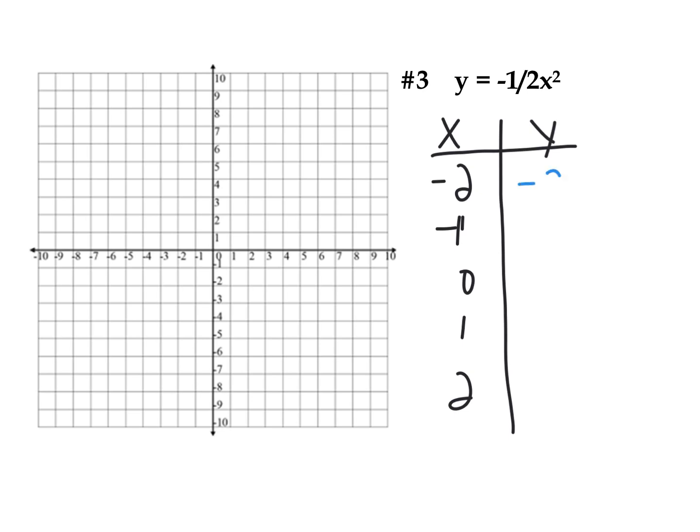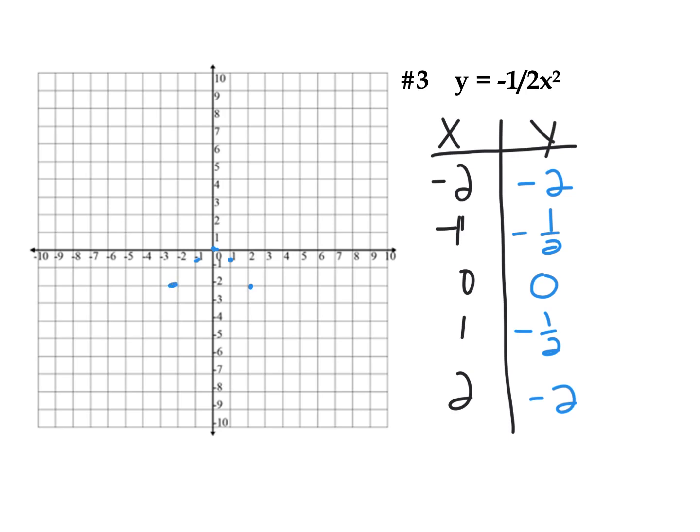So I'm going to have negative 2. When I plug in negative 1, squared is 1 times negative 1/2 would be negative 1/2. Then when I plug in 0, 0 squared is 0 times anything, it's still going to be 0. I plug in a 1, squared is 1 times negative 1/2. 2 squared is 4 times negative 1/2 is negative 2. So the y values would be negative 2, negative 1/2, 0, negative 1/2, and negative 2. So I can plot those points: 0, 0, 1 and negative 1/2, negative 1 and negative 1/2, 2 and negative 2, and negative 2 and negative 2.